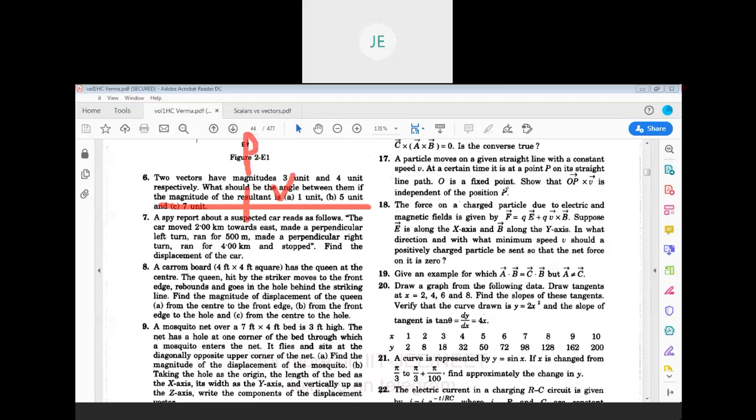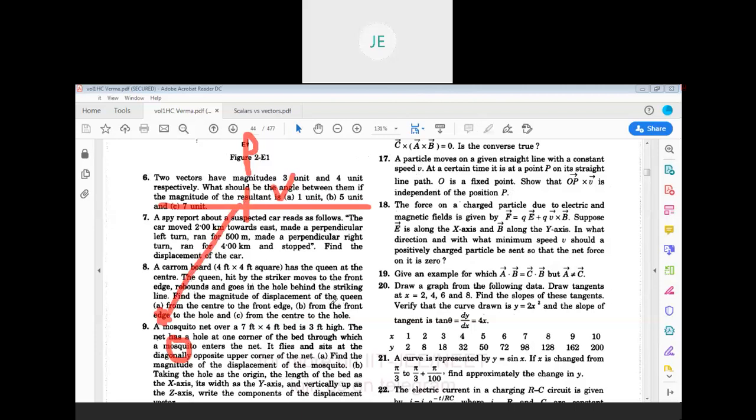O is a fixed point. Show that OP cross V is independent of the position P. Some point O, let us take here O. We have to show that OP cross V is independent of the position of the P. So we have to show this.